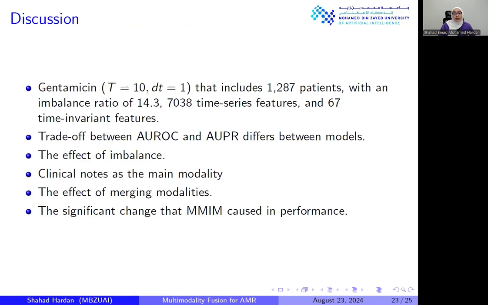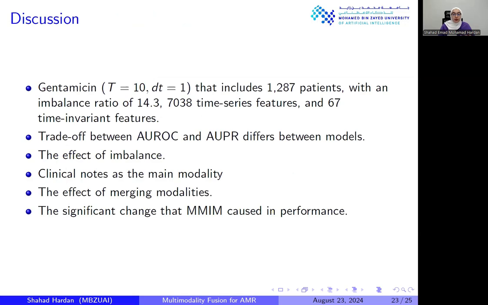We started to explore the prediction time of 10. And for that, we had a higher imbalance ratio of 14. And this higher imbalance was also challenging for us because the results of the model were not very valuable for deployment, even if you want to think later of deploying it in a clinical setting.